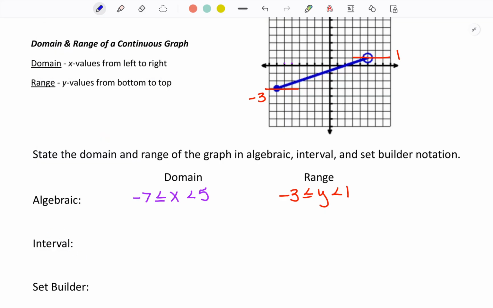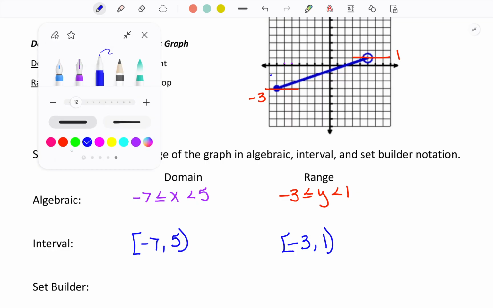So your interval for your domain, you're going to have a bracket on -7, and then you will go up to 5 and it will get a parenthesis because it is not included. Then your range is going to go down to -3. It also will get a bracket because it's filled in. And then you will go up to 1 and it will get a parenthesis.